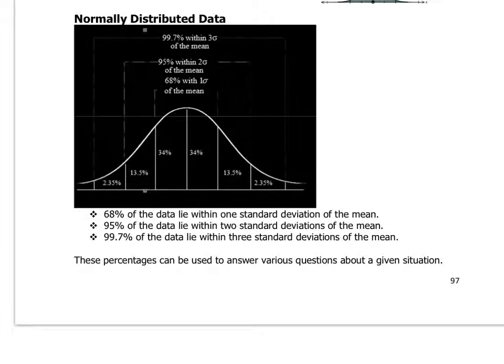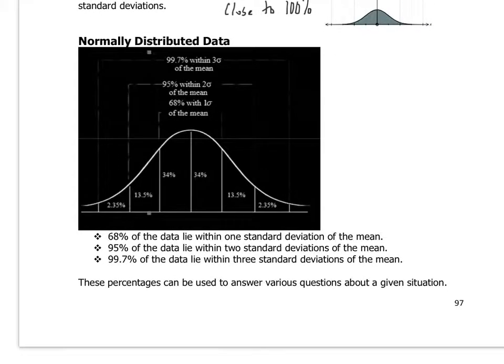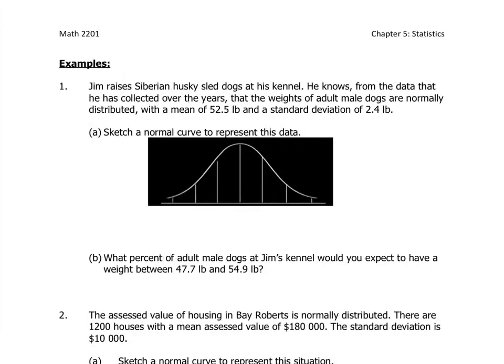So using that idea, if you know that data is normally distributed, you can get an idea of how much data falls within so many standard deviations of the mean and answer questions related to that. So we'll try a few. Okay, our first example is Jim raises Siberian Husky sled dogs at his kennel. He knows from the data that he's collected over the years that the weights of adult male dogs are normally distributed with a mean of 52.5 and a standard deviation of 2.4.